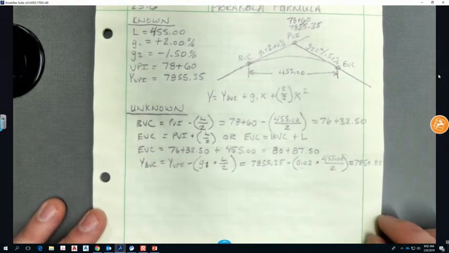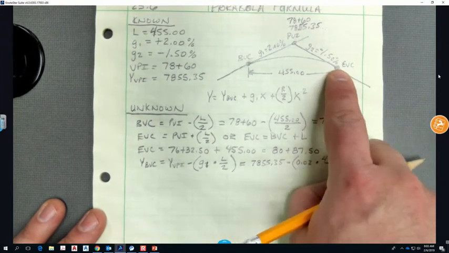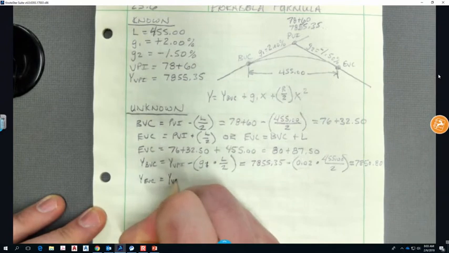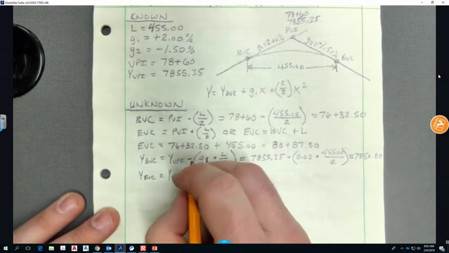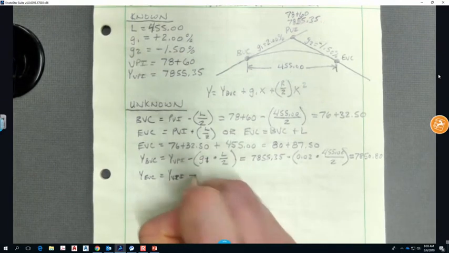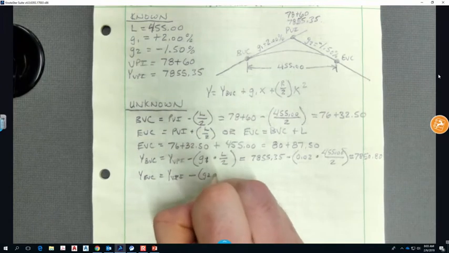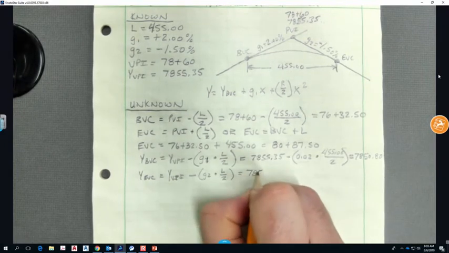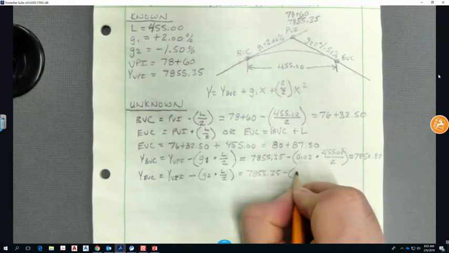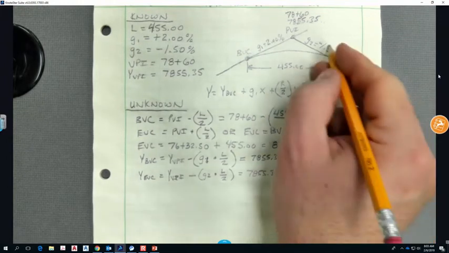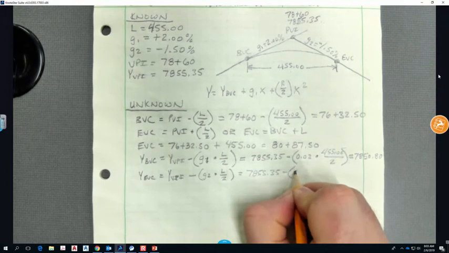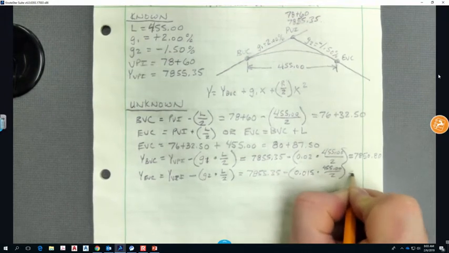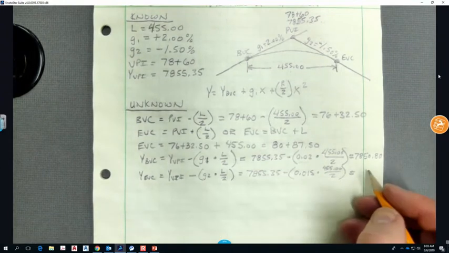Minus, yeah. All right, so now the next thing we could do is we're going to find out y EVC next. So y EVC is equal to y PVI minus G2 times L over 2. Okay. That equals 755.35 minus, so I'm dropping the sign on there because we're going to be going negative anyway, we're subtracting it here. So in essence, for the G2 times 455.00 over 2. So the elevation at the EVC, or Y EVC, is?